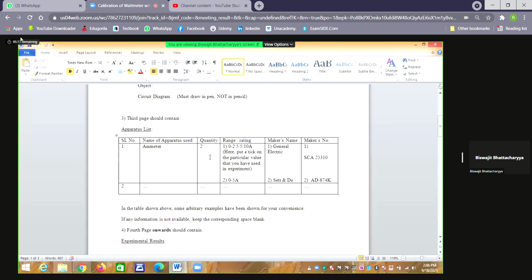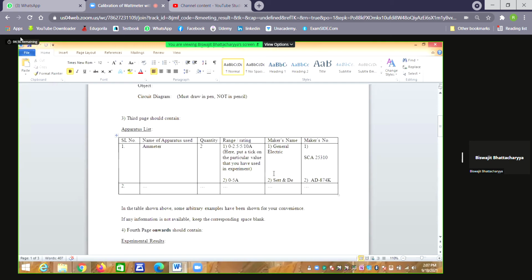If we use 2 ammeters, just consider, the 2 ammeters may have different range. Now which range you use? If you use 0 to 2.5 ampere, put a tick on 2.5. If you use 0 to 5 ampere, put a tick on 5. If you take 0 to 10 ampere, put a tick on 10 this way. But if it is a single range ammeter, you need not put any tick because you are using that range.